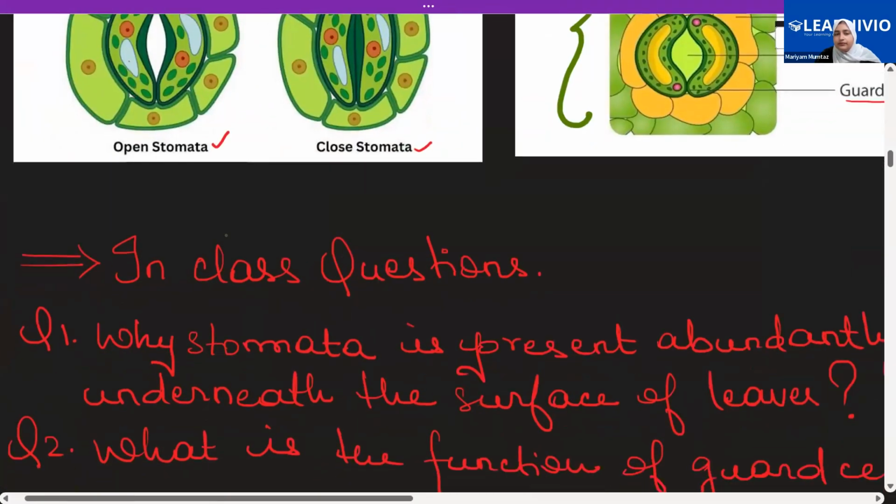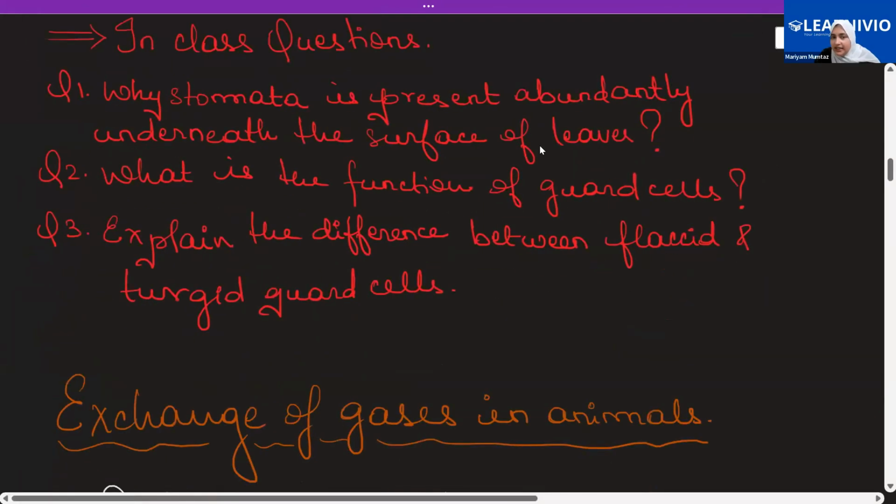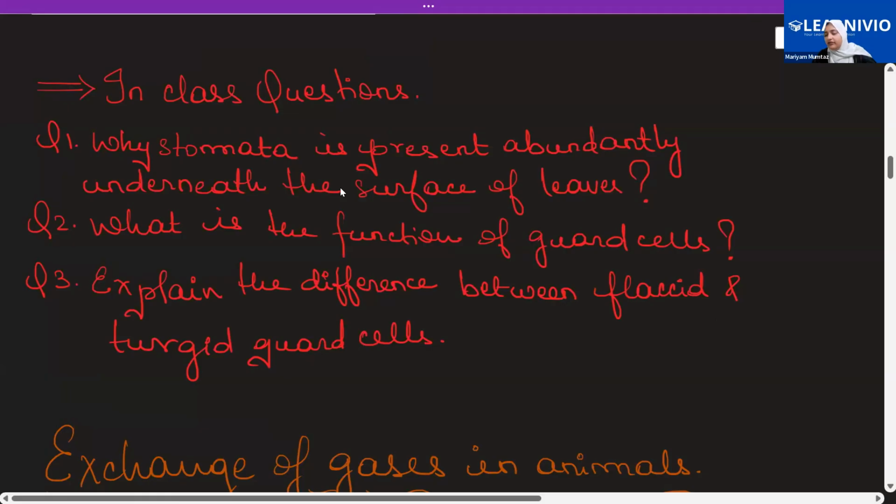Now, can you tell me why stomata is present abundantly underneath the surface of the leaf?